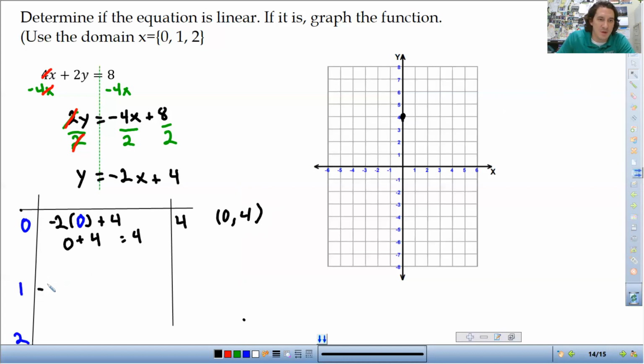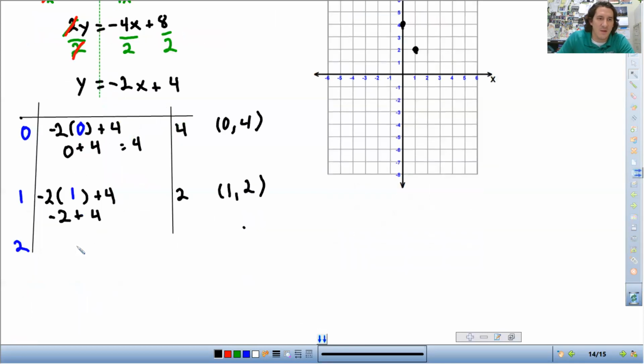All right. Next, I'm going to do negative 2 times 1 plus 4. Negative 2 times 1 is negative 2, plus 4 is positive 2. So I'm going to plot the point 1, 2. So 1 on the x, 2 on the y, put a point. And then the last one is going to be negative 2 times x plus 4. And for this one, x is 2. So negative 2 times 2 is negative 4. Plus 4 is 0. So I'm going to plot the point 2, 0.